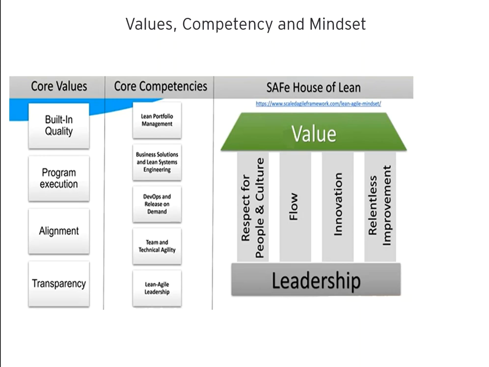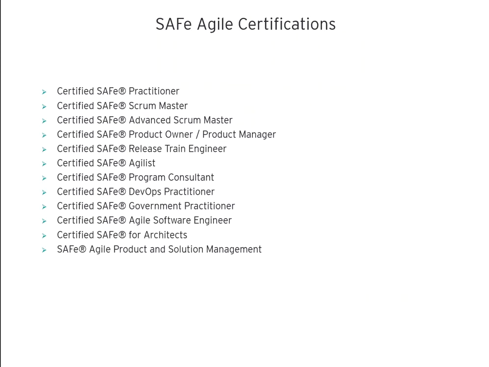Then finally, we have something called the SAFe House of Lean. So what is the SAFe House of Lean? SAFe is all about the values. So what are the four pillars that they have? Respect for people and culture, flow, innovation, and relentless improvement. For these, they need leadership. That is all about the SAFe House of Lean. And these are the different types of SAFe Agile certifications like Practitioner, Scrum Master, Advanced Scrum Master, Release Train Engineer, DevOps Practitioner, Agile Solution Engineer, and all those things.